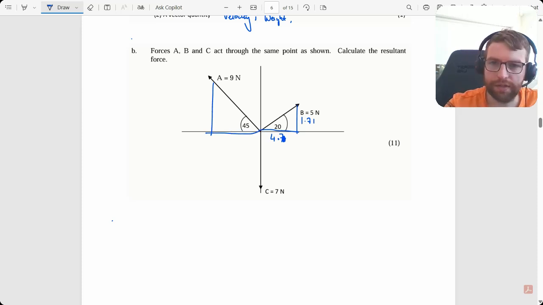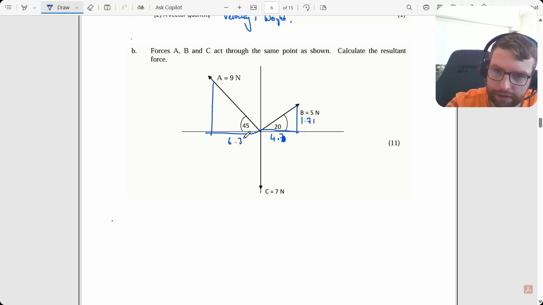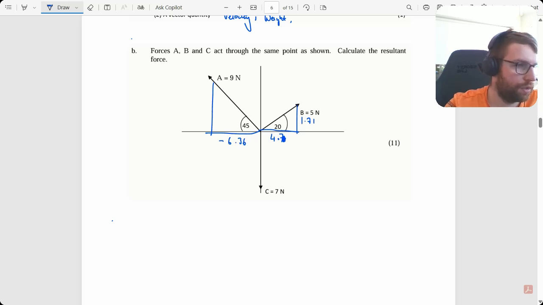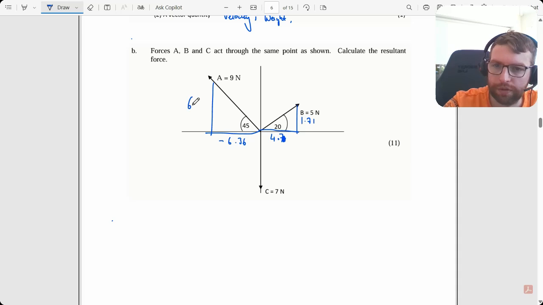So this is 9 cos 45, which is 6.36, but it's a negative. And 9 sine 45, and that should be the same number, 6.36. So 6.36, but that is positive because it's going up in the y, right? So we've now actually got them all. We don't need to do much with this one. This is just -7 in the y.